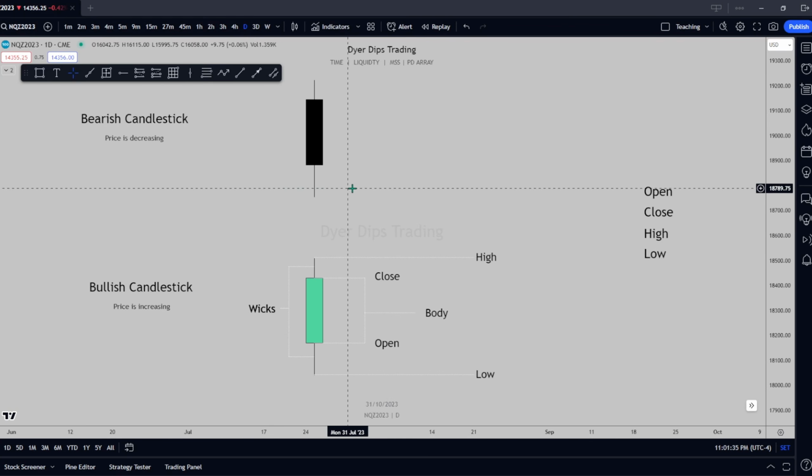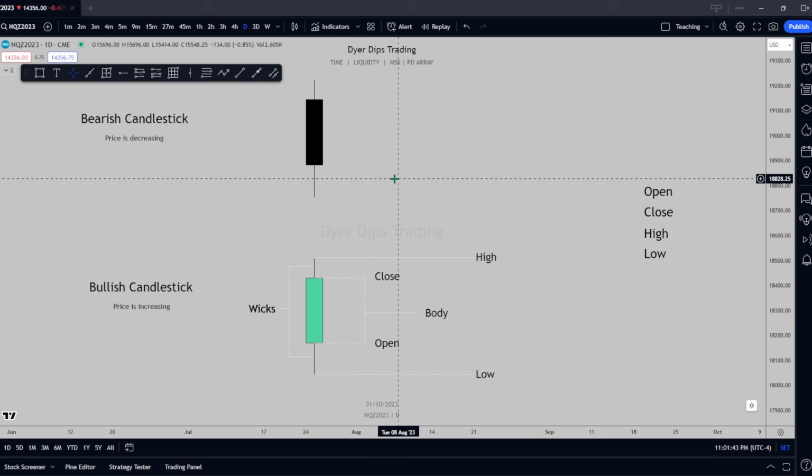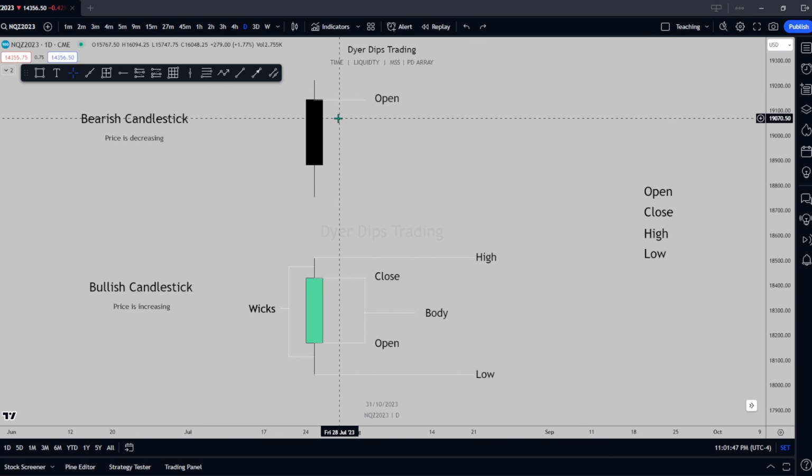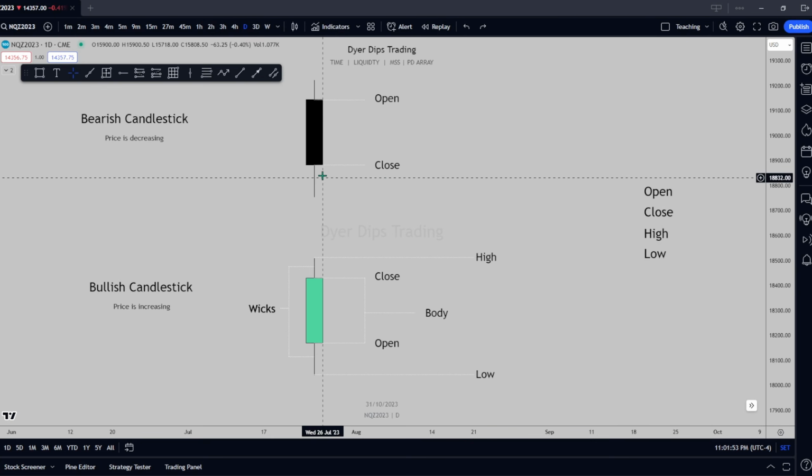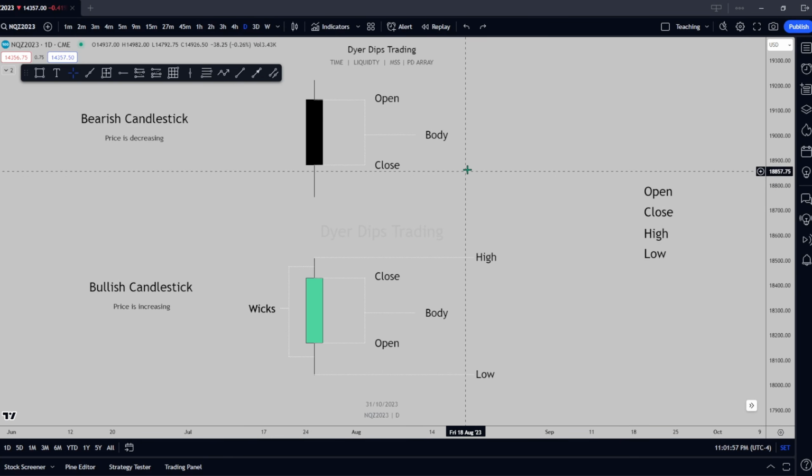So the first thing that I want to bring your attention to is that although the opening price on a bullish or green candlestick is at the low of the shaded area, on a bearish candlestick or a black candlestick, the opening price is at the top of the shaded area. So that means that the closing price is at the low of that shaded area. And just like the bullish candlestick, these 2 price points make up the body of the candlestick. Now, everything else here is the same.